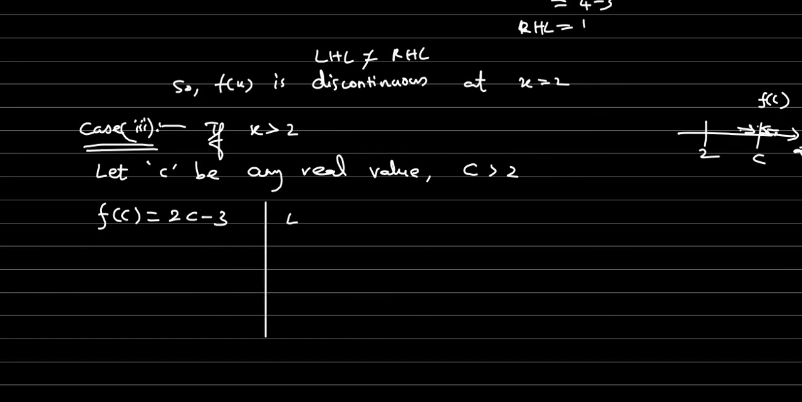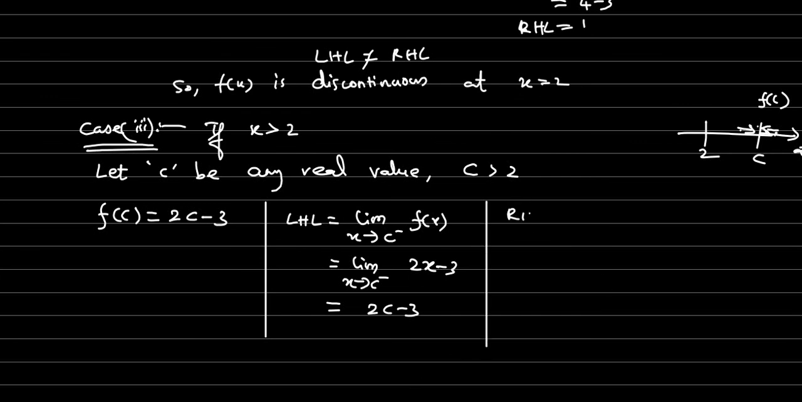So the left hand side limit: limit as x approaches C from the left of f of x. What is f of x? Close values of C on the left hand side are also greater than 2. So replacing f of x with the second function, 2x minus 3, and applying the limit, 2c minus 3. Now the right hand side limit: x approaches C from the right of f of x. Even the right hand side close values of C are greater than 2. Replacing with the second function, 2x minus 3, applying the limit, 2c minus 3.